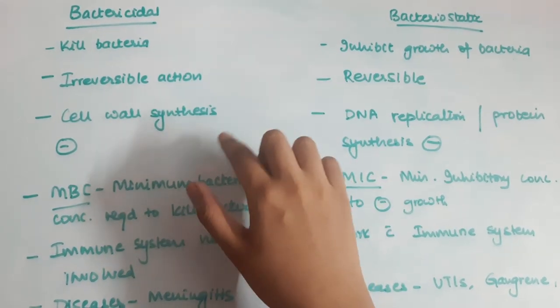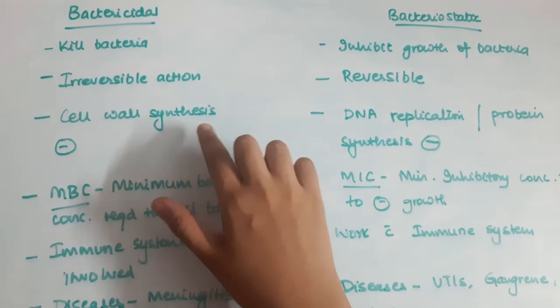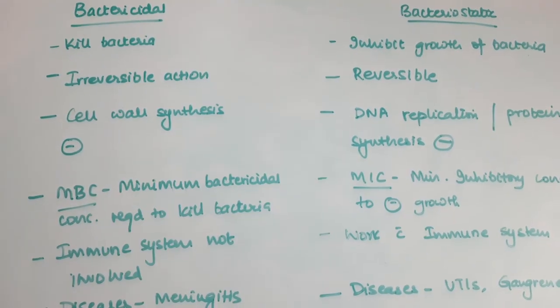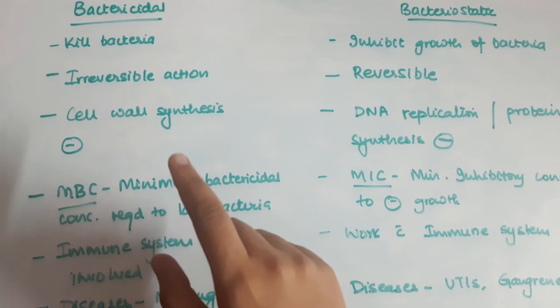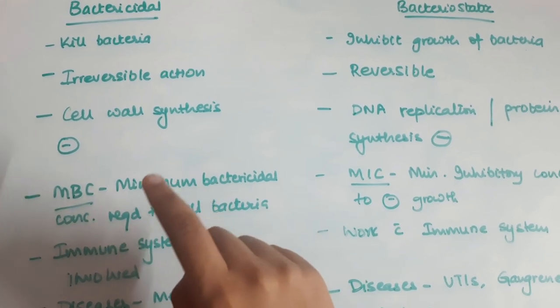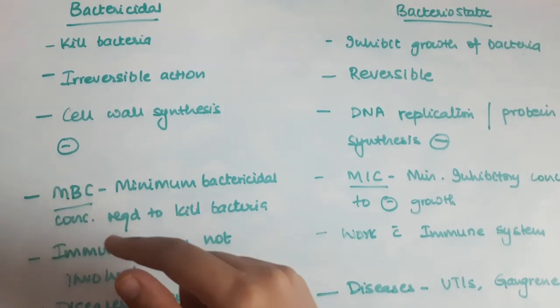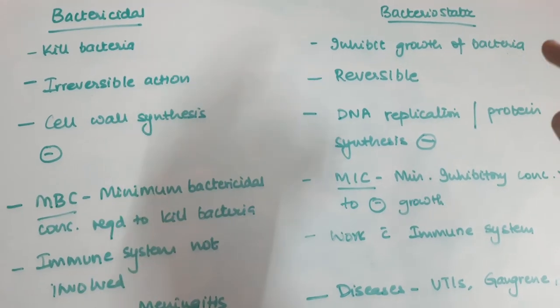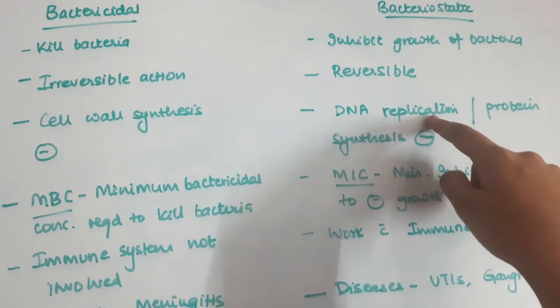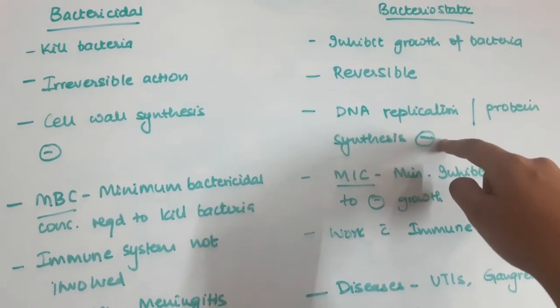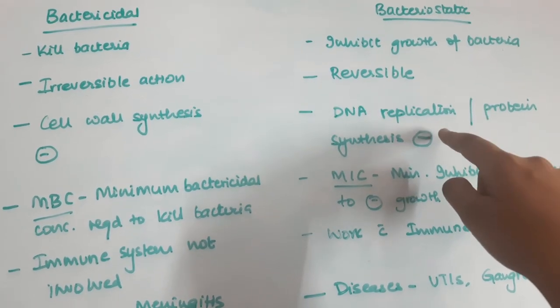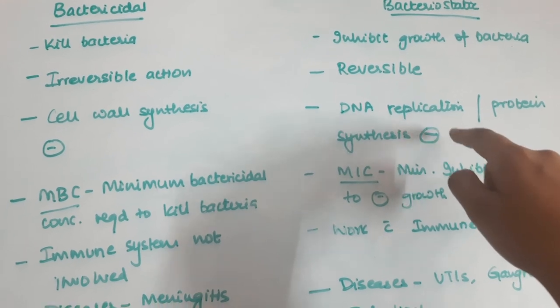Bactericidal, the main mechanism of action is usually cell wall synthesis inhibition. Because if the cell wall of the bacteria is not produced, the bacteria gets exposed to outer agents which will lead to its lysis. Whereas in bacteriostatic drugs, DNA replication and protein synthesis are affected. It acts by inhibiting these processes.